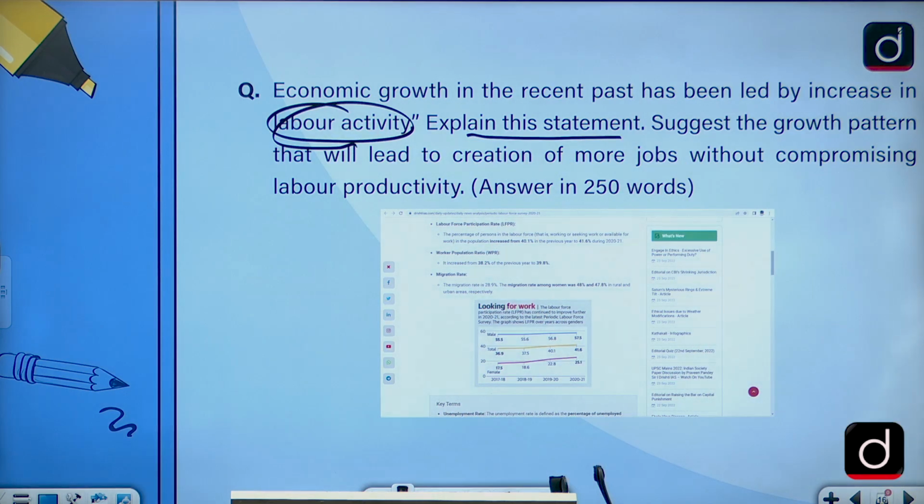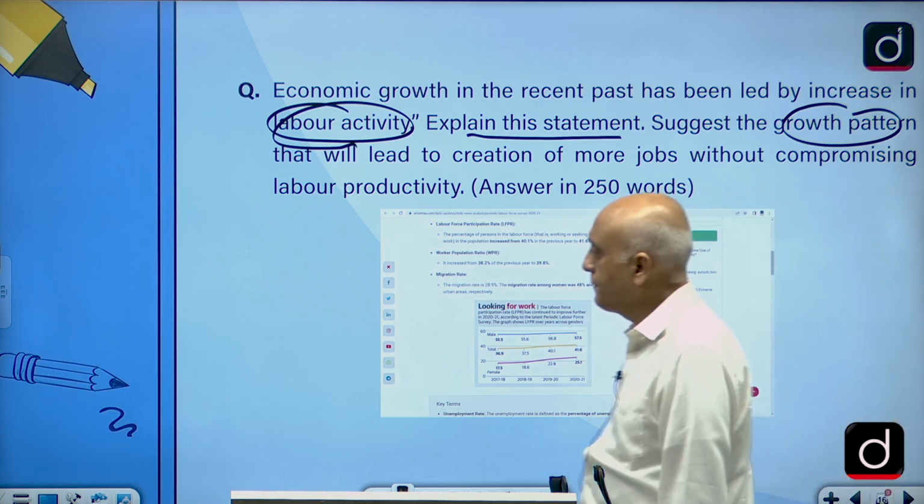So first, I have to explain this line, and the second is that I have to suggest a growth pattern that can create more jobs, and that too without compromising labor productivity. So this is something very tricky, and you have seen very little on these areas in the textbooks of general Indian economy.